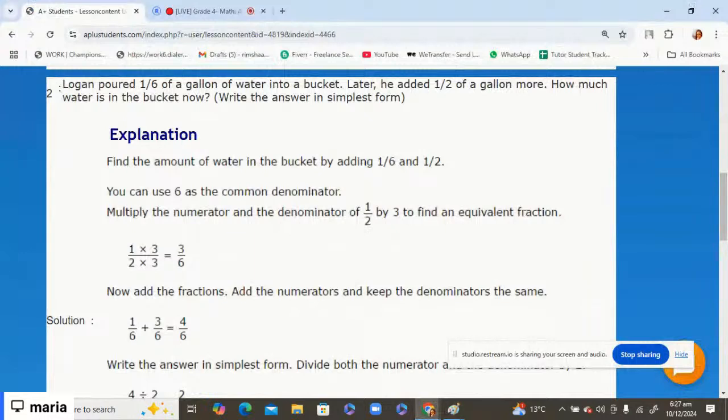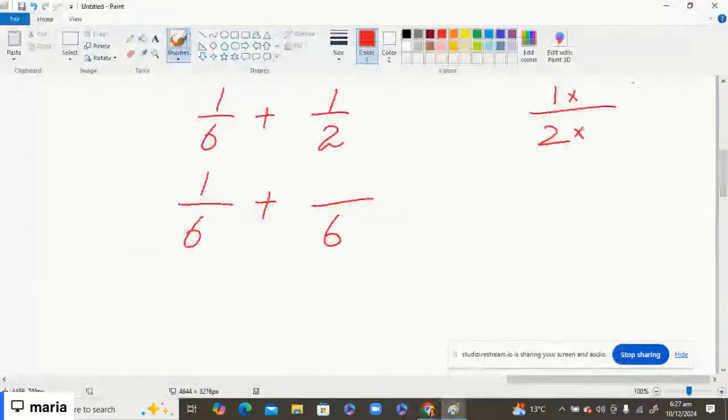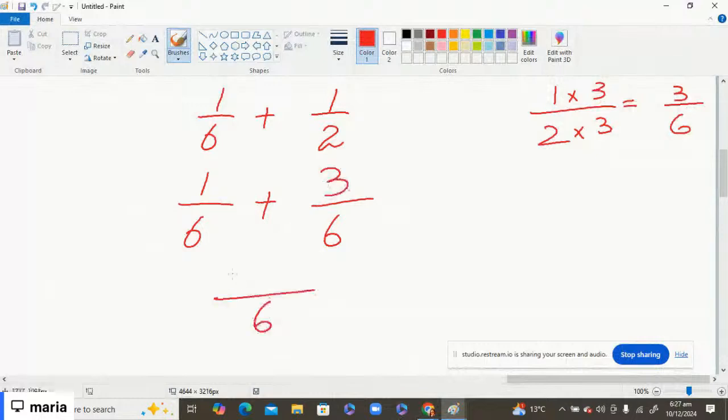Okay, all right. So we are going to multiply and divide with 3. So 3 times 1 is 3 and 3 times 2 is 6. So here we're going to put 3, 6 I'm going to put here, and just add up the top numbers. So 1 plus 3 is 4 over 6, and that is your answer.